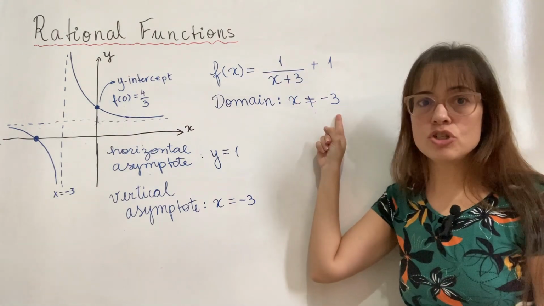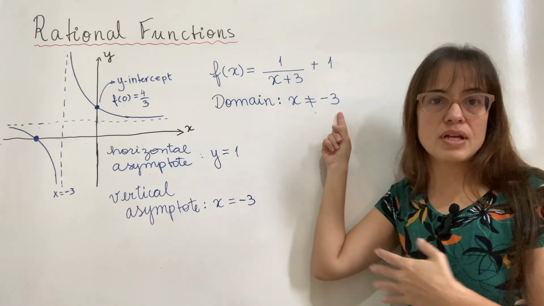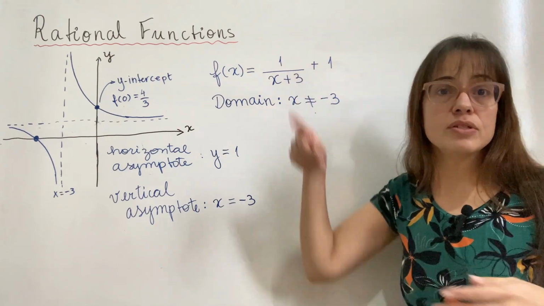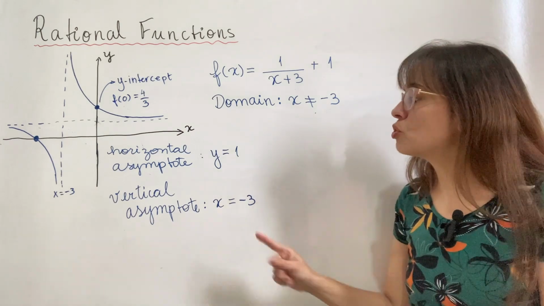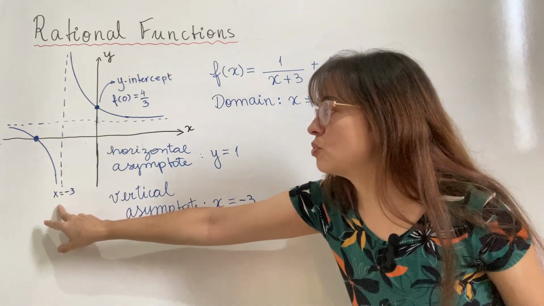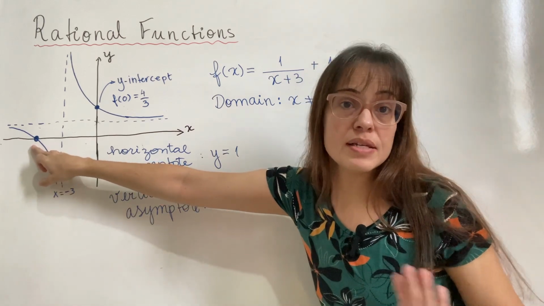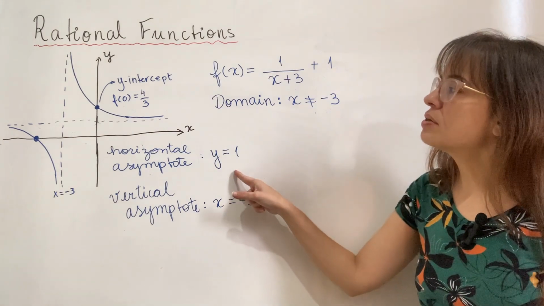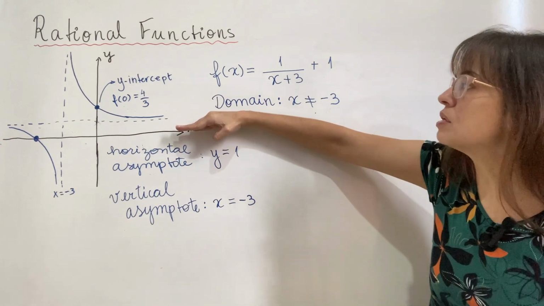The domain hasn't changed when I did that, because the only domain restriction that I'm dealing with here is the fact that we can't divide by 0, and I didn't change the thing that I'm dividing by. It's still x + 3. So the vertical asymptote also hasn't changed. It remains at x = -3. The x-intercept that I was trying to get is there. I'm still going to calculate what it is. And the horizontal asymptote, which used to be the axis itself, it used to be y = 0.